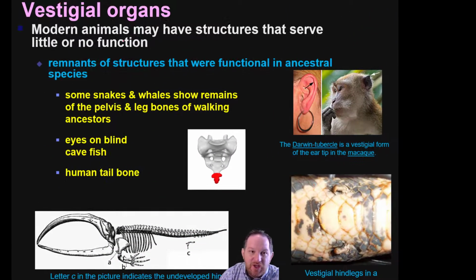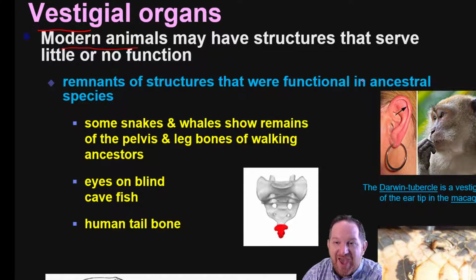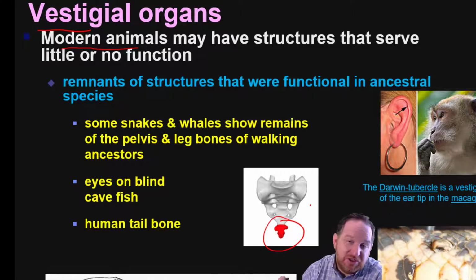Okay, so still under this category of anatomy, we want to talk about vestigial organs. And these are organs that we see in modern animals that serve little or no function, right? So why would we have these things? Let's start with talking about the tailbone. Humans have a tailbone. If anything, it causes problems. We don't need it. It shows no function. Why do we have it? Well, it's actually a vestige or a vestigial organ left over from when we had a tail.